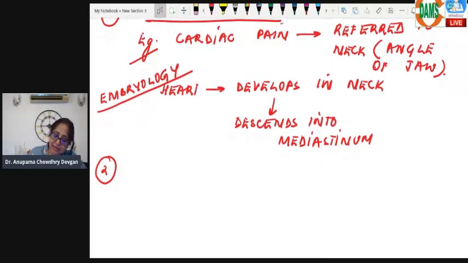The second is what is known as the convergence theory.